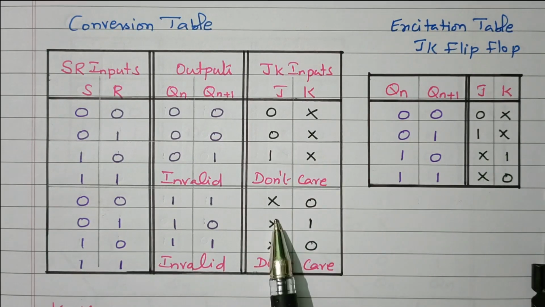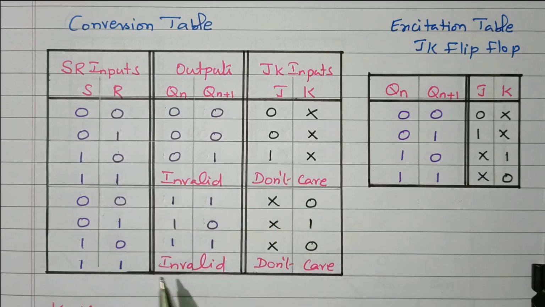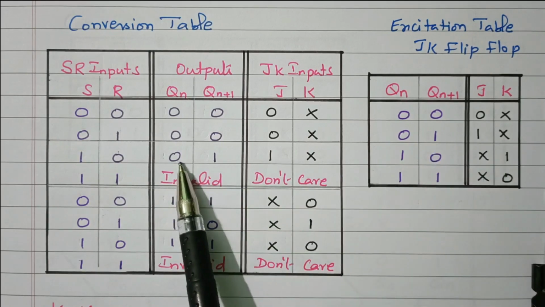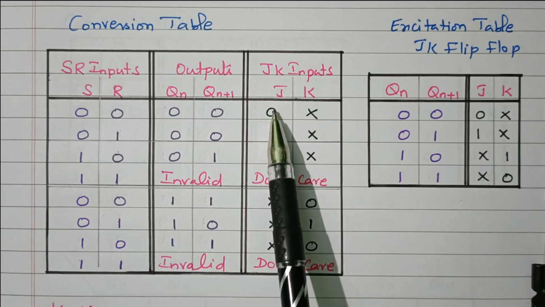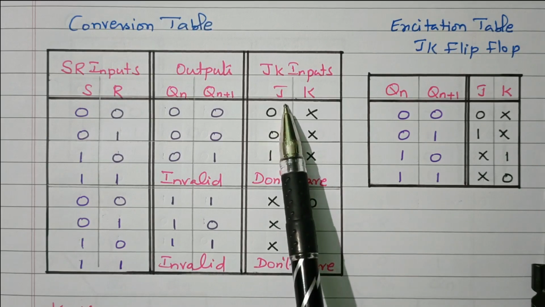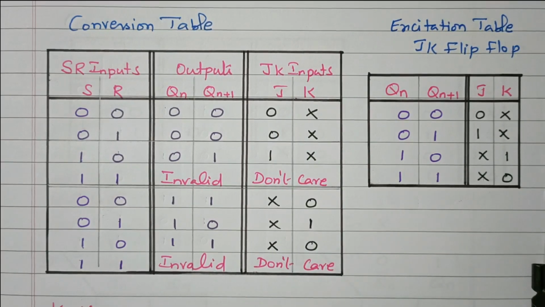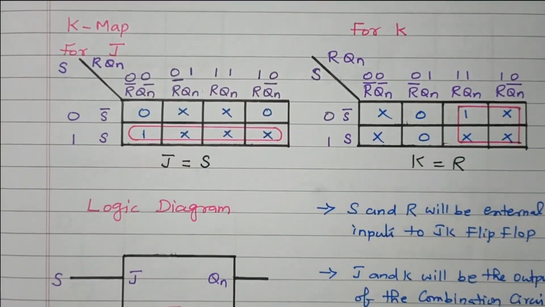So these JK inputs are filled according to the SR, so that the JK flip-flop will be converted into SR, right? So I will explain again. 0, 1 means 1x. See here, 0, 1 means 1x. Like that we filled all the columns. Now we need to find the logical expression for J and K based on these values using the Karnaugh map. Now we'll see the logical expression we'll find from the K map.